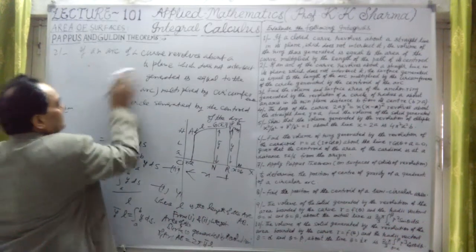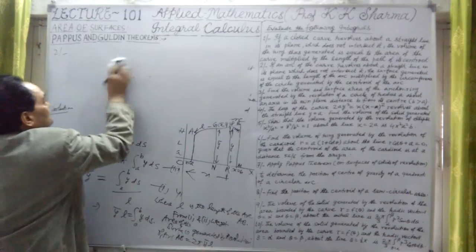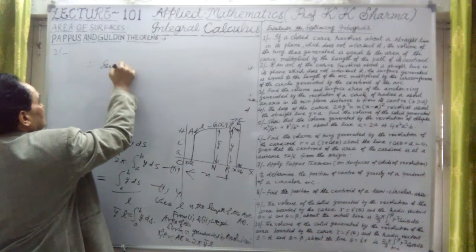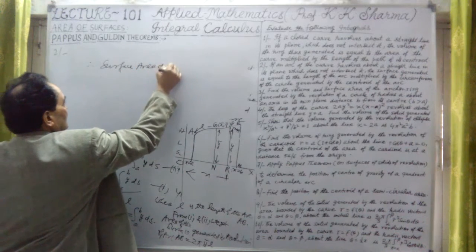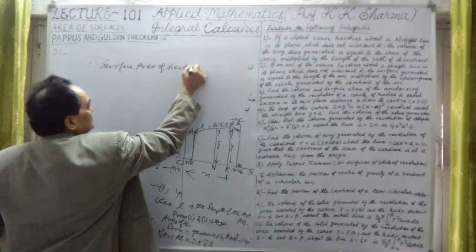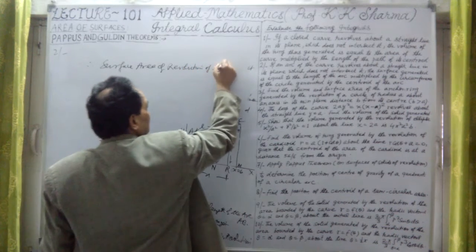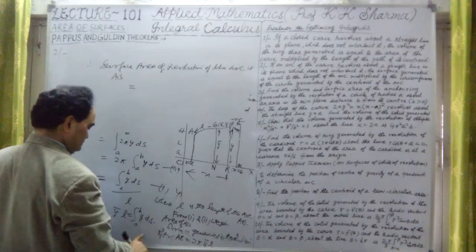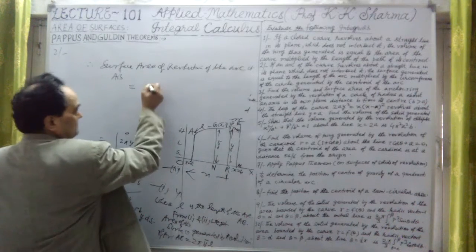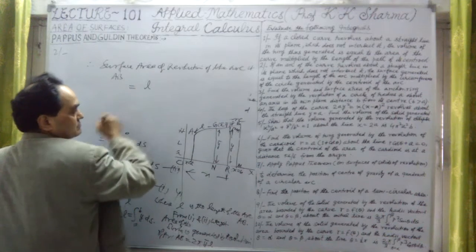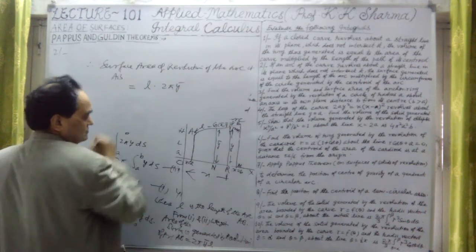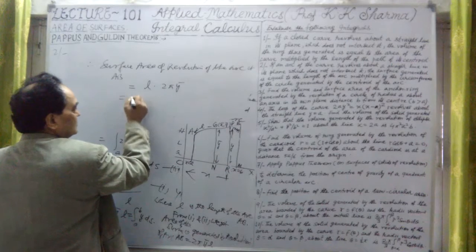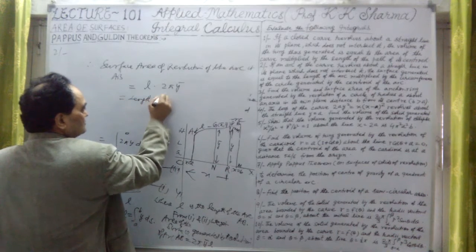Okay, so now let me write it here. Therefore, finally, what do we get? The surface area of revolution of the arc AB in this case is equal to 2 pi into y bar into L, or L into 2 pi y bar. L is the length of the arc.